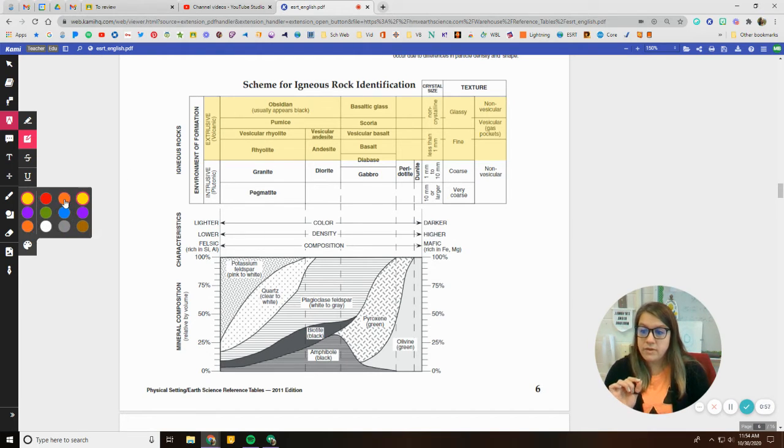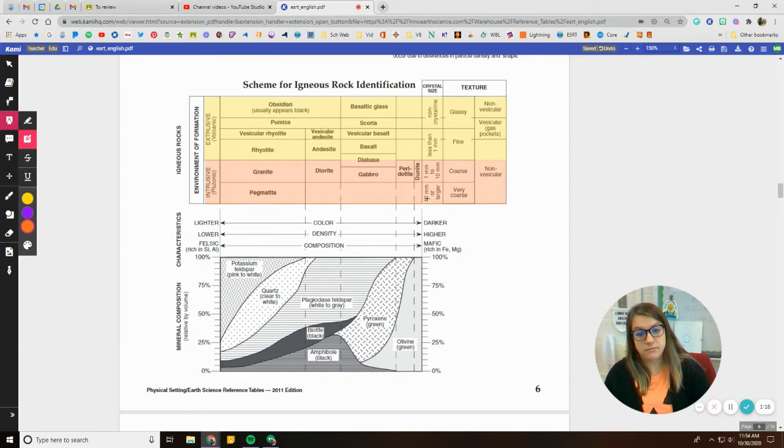Okay, and now you have your intrusive rocks. These ones cooled inside of the earth. Okay, so they're going to be non-vesicular, so there are no gas pockets, and you're going to have them be coarse or very coarse because your crystal size is going to be from 1 millimeter to 10 millimeters, or for these big ones, 10 millimeters or larger. So it can be 1 centimeter all the way up to something that's really large. Okay, so that's working this chart from left to right.